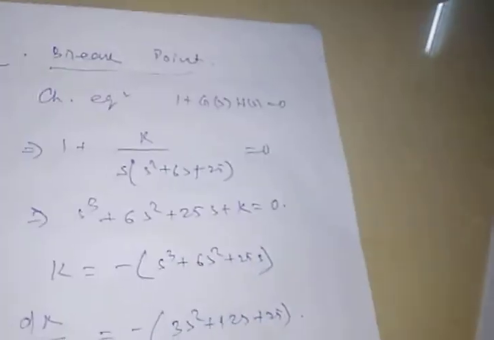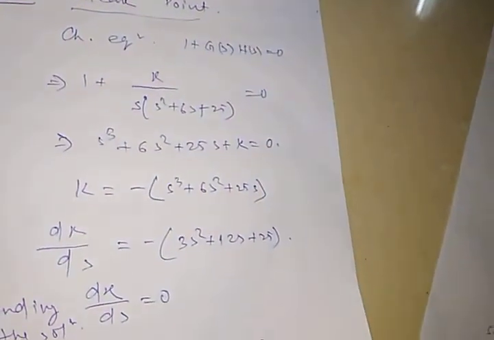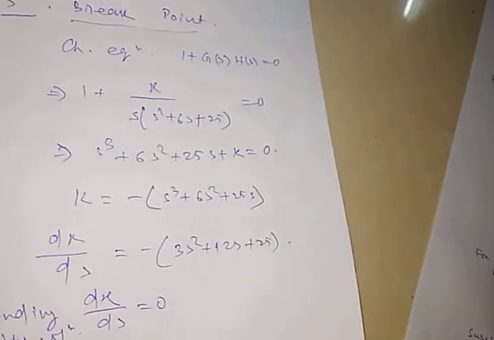Imaginary axis crossover point. And how do we find this out? It will be found by applying the Routh array to the characteristic equation. And the characteristic equation, we have already found in our previous points. That is the characteristic equation, s cube plus 6s square plus 25s plus k.